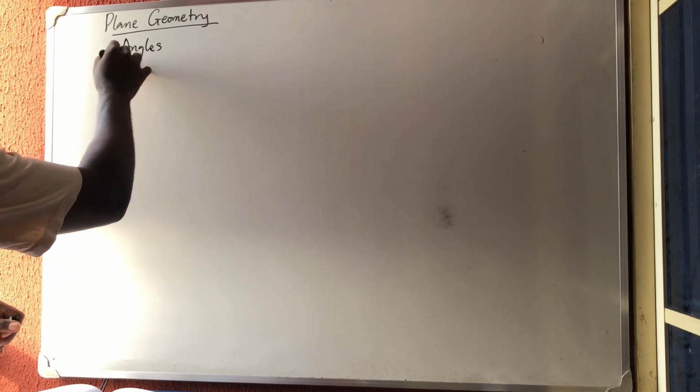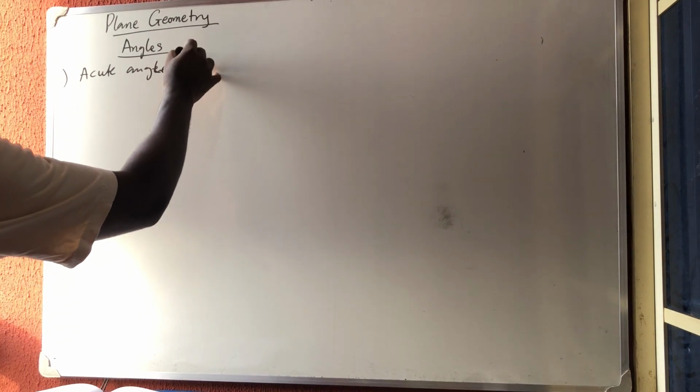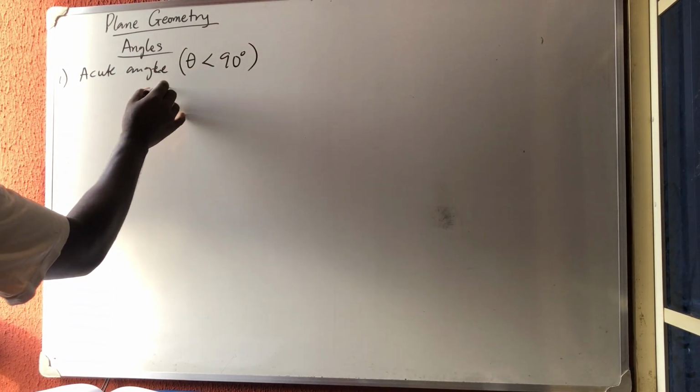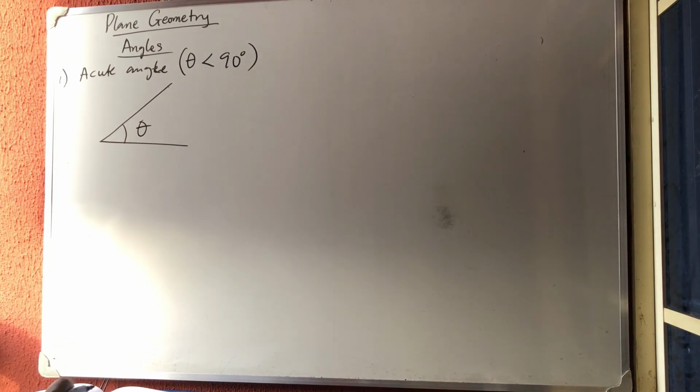Now, before we talk about plane geometry, let's talk about angles. The first angle we will talk about is called the acute angle. An acute angle is any angle that is less than 90 degrees, that is, theta is less than 90 degrees. We represent it like this. You see, this is the theta that is less than 90 degrees.